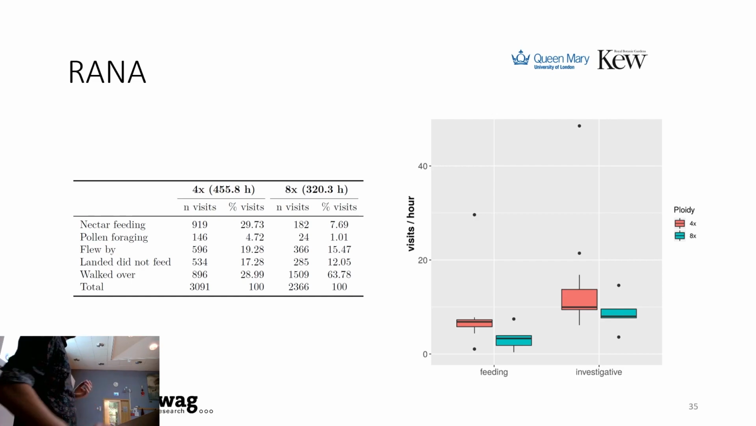So in this plot here, we can see that the tetraploids had a higher proportion of feeding visits, so potentially pollinating visits, than the octoploids. This is in spite of the octoploids being expected to be more attractive because they have bigger flowers and make more of them. So this is kind of counter to the prediction that we made.